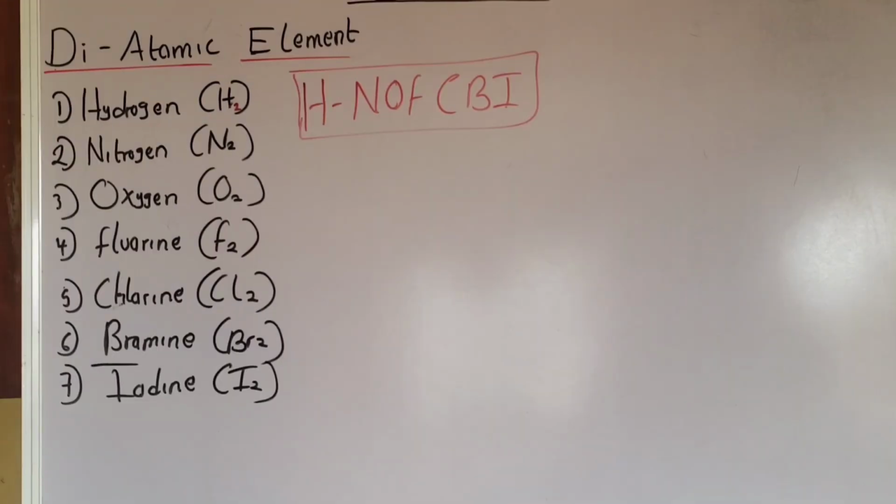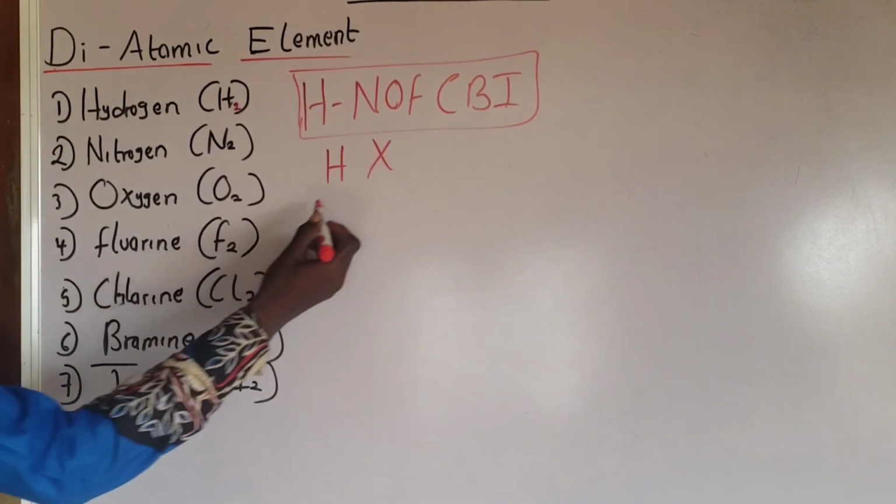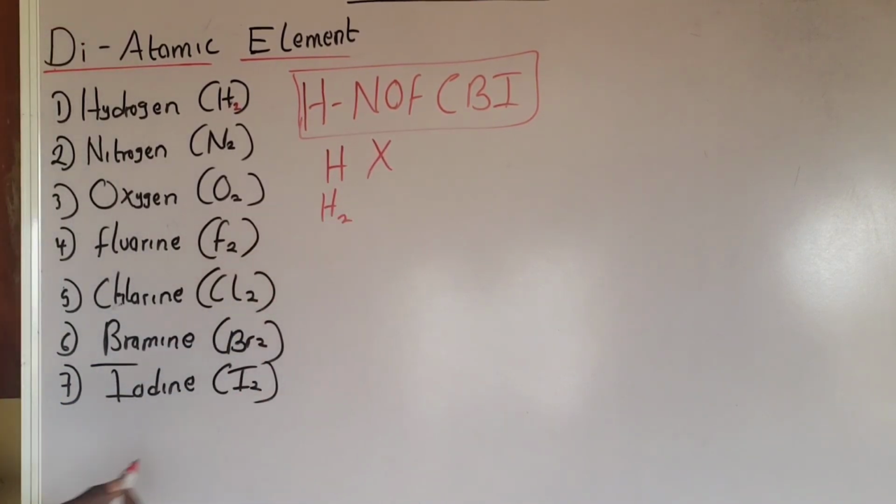Now, these elements are diatomic because it is in this state that they are more stable. For example, let's take hydrogen. Hydrogen is not stable as H, so it's only stable as H2. And you can see the reason why we call them diatomic is because they have two atoms of the same element.